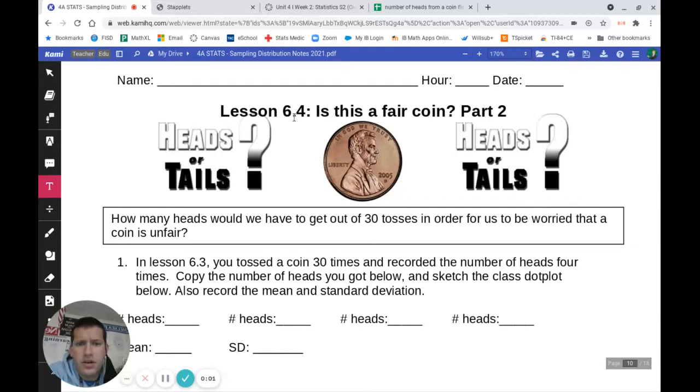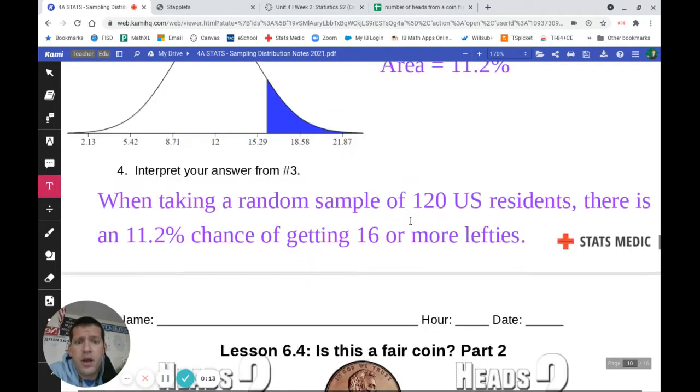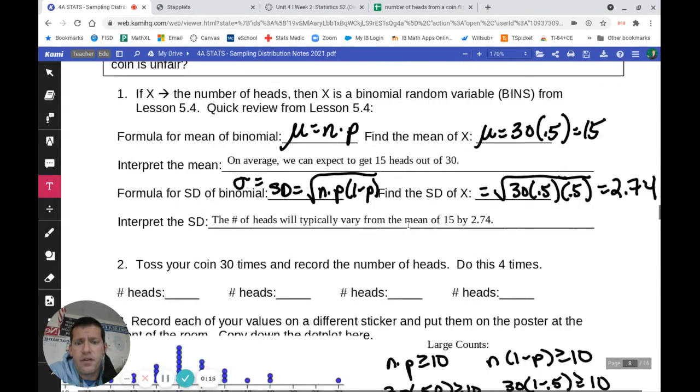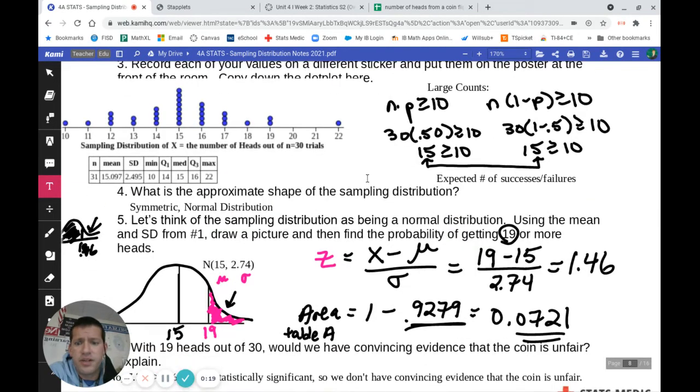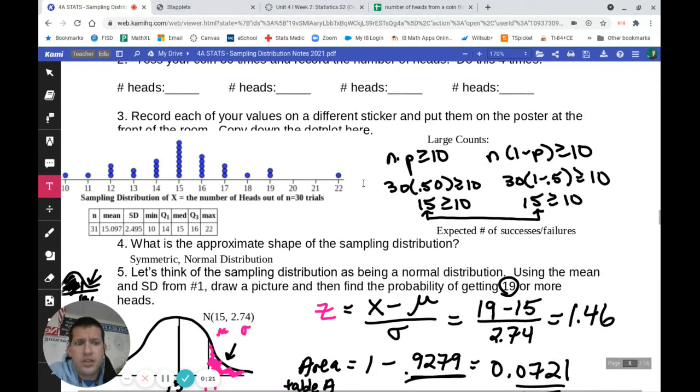Continuing our analysis of whether a coin is fair when we flip it. Last class we tossed a coin 30 times and tried to figure out how many heads it would take for us to think it was unfair. We made a graph of all of our data. I had my class do it. I actually have a little bit different data for them that I'm going to show you in a bit.